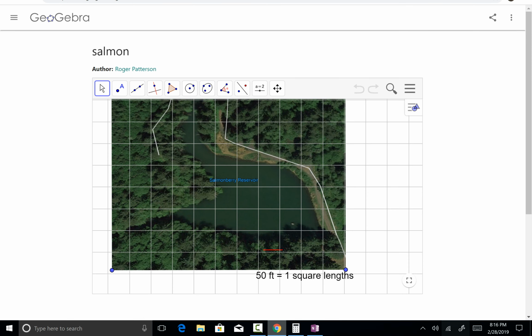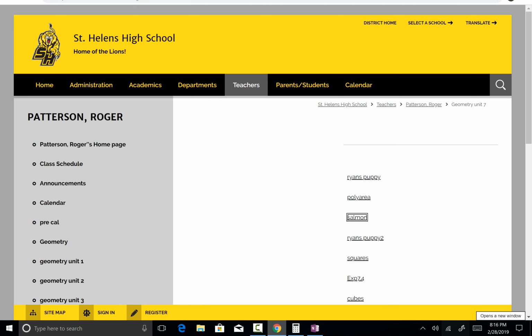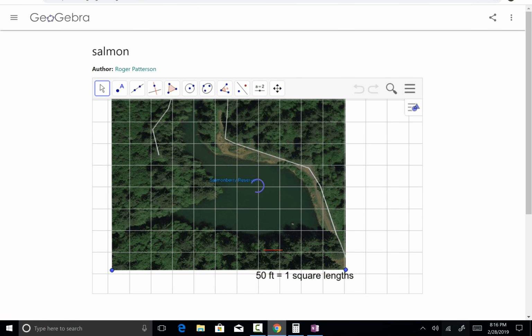All right, so let's see. Here's what I wanted you to do. I wanted you to go back to my website, and you're going to go down here to salmon, and you're going to pull that one off. Now, as I was saying, this is something that you're probably very familiar with, Salmonberry Reservoir. Many of you have probably even been there before.